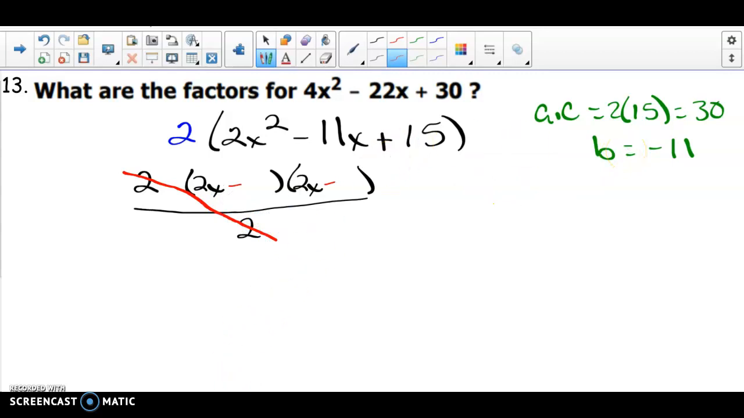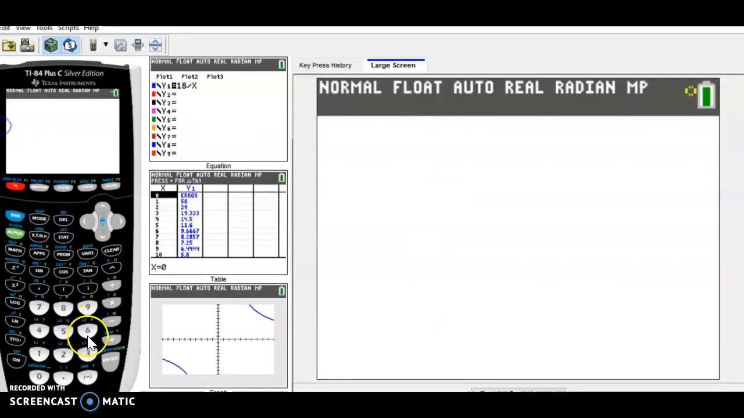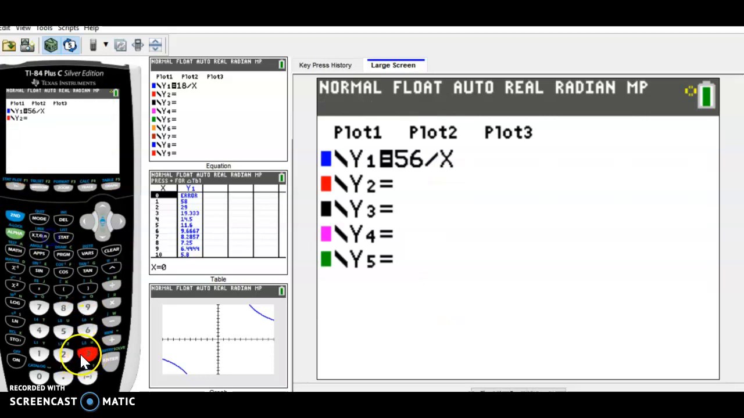So what can I multiply to get 30 so that when I add, I get a negative 11? So factors of 30.